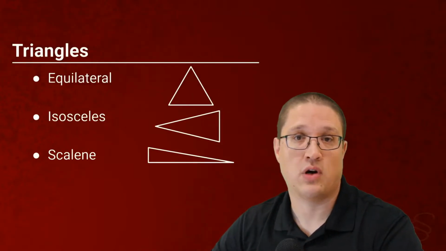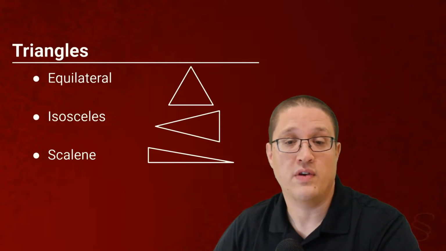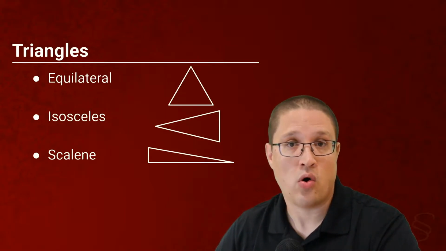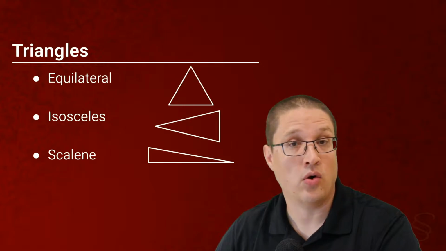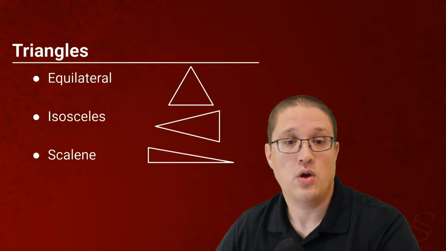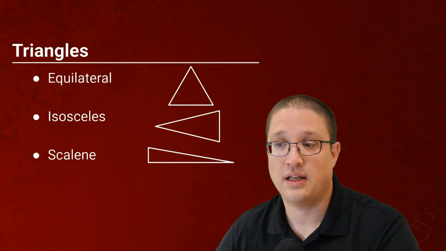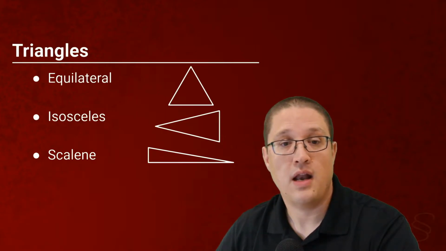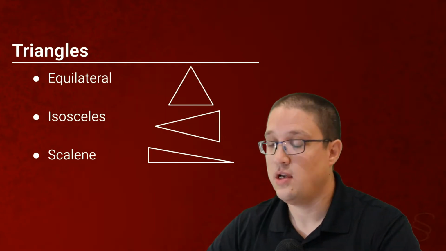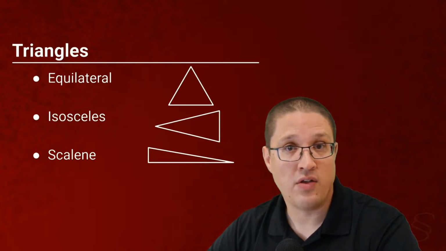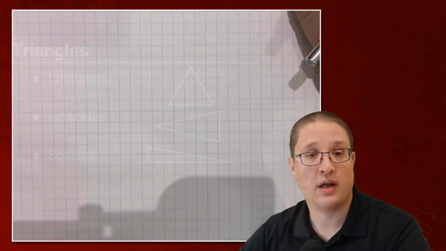Now to start off, we have three major types of triangles that we're looking at. You have an equilateral triangle, where all three sides are the same length, or all three sides are congruent. You have an isosceles triangle, where two sides are the same length. And you have a scalene triangle where all three sides are different lengths. Now with these types of triangles, you have a couple of other important properties that start showing up.